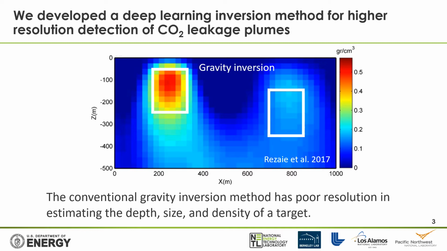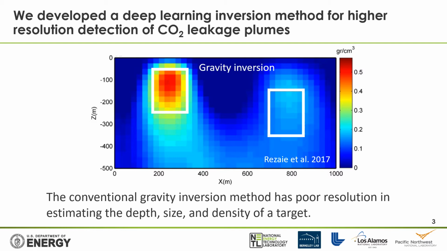This is a typical gravity inversion result. The density image is very smooth. Two white rectangles show the target boundaries. We can see large errors in predicted target depth and size. In fact, the estimated density also has a very large error.